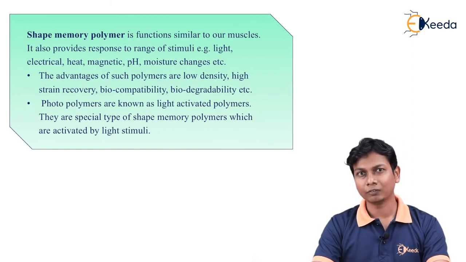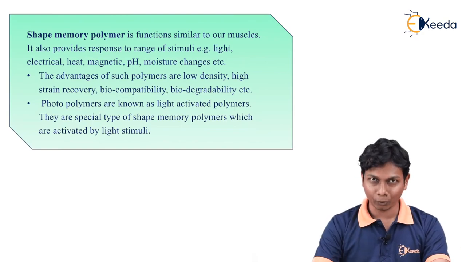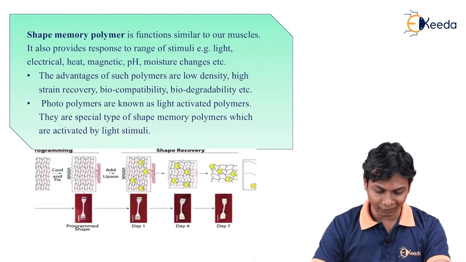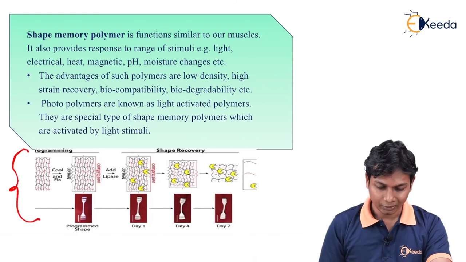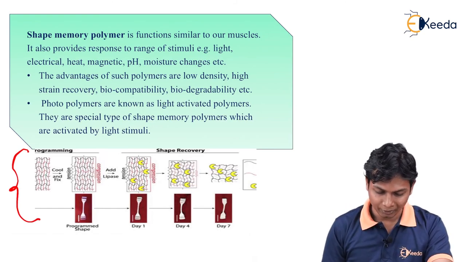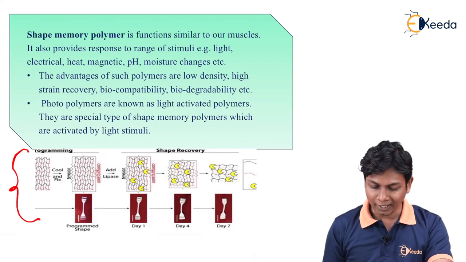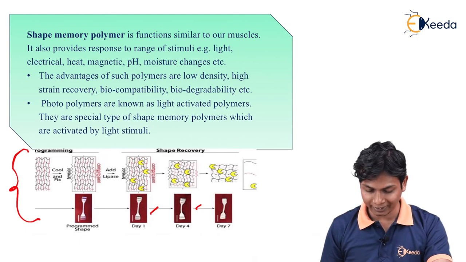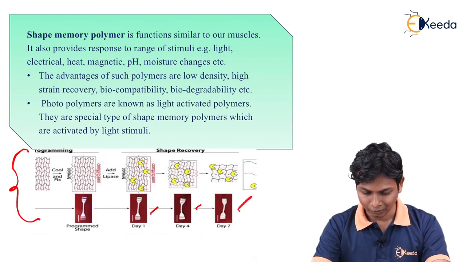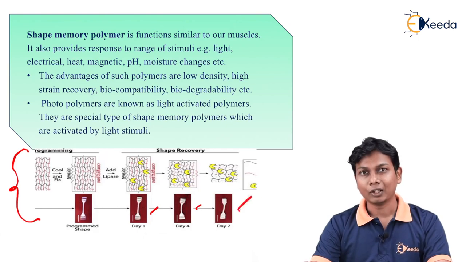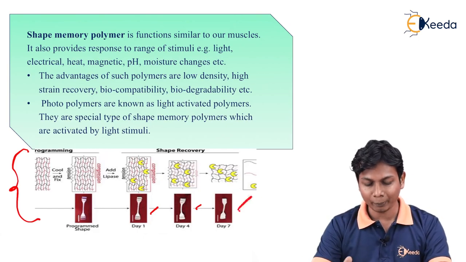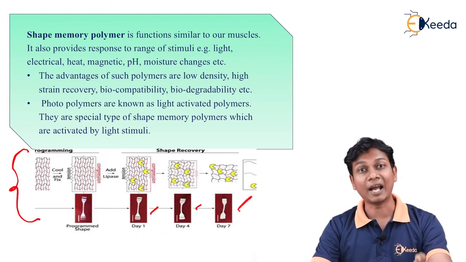So let's see a pictorial view of the shape memory polymer so we can understand how it works. Here is the programming part through which the shape memory polymer is programmed, and after that it can be converted into its own shape over day 1, day 2 up to day 4, and after some days it can be converted into day 7. So some shape change is required, considering how our muscles work. The shape memory polymer is also activated with light stimuli.